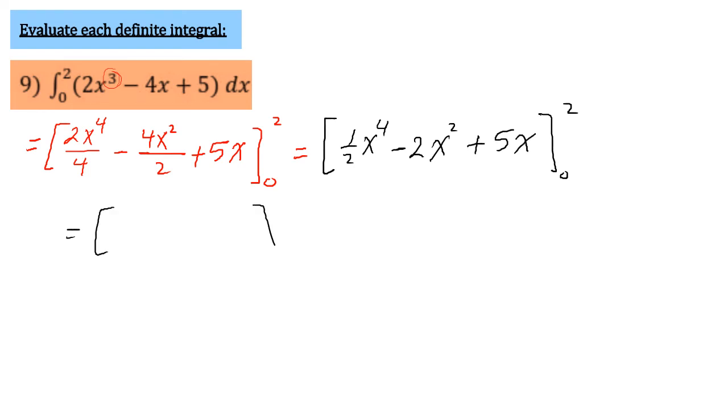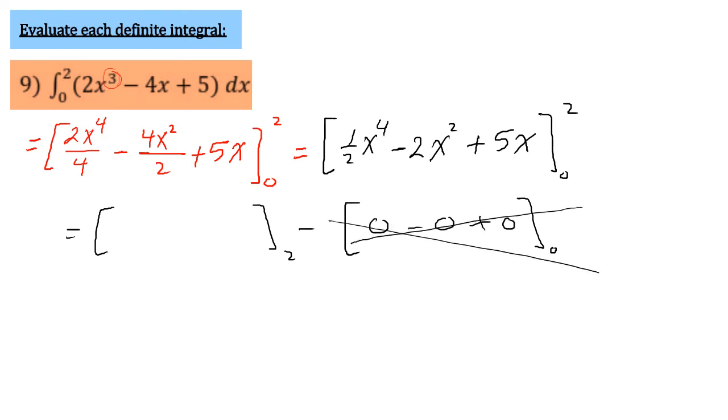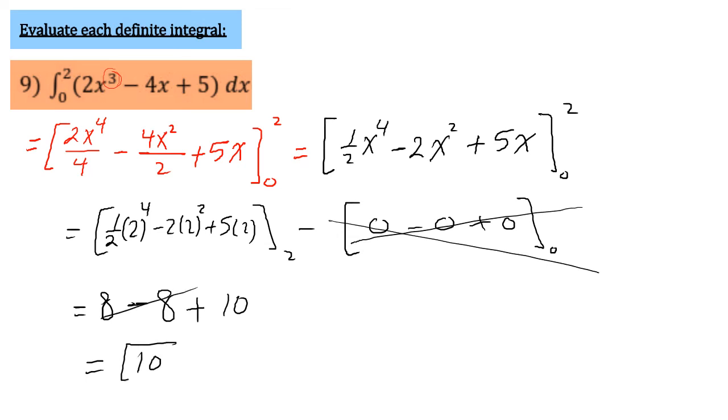So I'm going to replace x with 2 and replace x with 0. When I'm replacing x with 0, it's 0 minus 0 plus 0, so it's 0. So I don't need the second part here. But what about the first part? So a quarter times 2 to the power 4 minus 2 times 2 to the power of 2 plus 5 times 2. So 2 to the power 4 is 16 and a quarter of 16 is 4. Minus 2 to the power of 2 is 4 and 4 times 2 is 8. Plus 5 times 2 is 10. So positive 4 and negative 8. So the value of the integral is equal to 6.